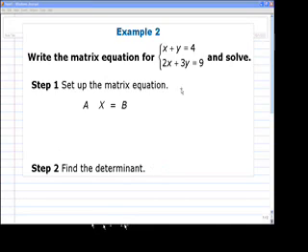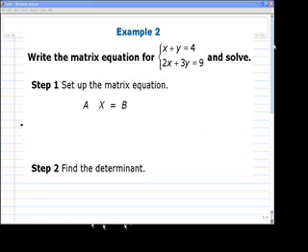Okay, so let's write the matrix equation for this system, x plus y equals 4, and 2x plus 3y equals 9, and solve. So step 1 is to set up the matrix equation. A times x equals b.